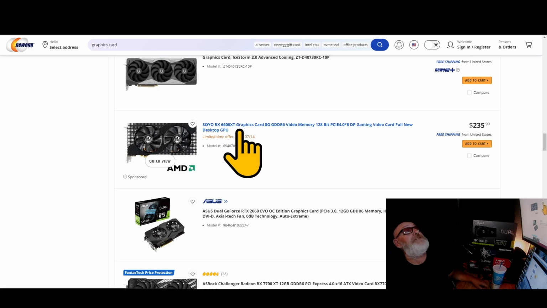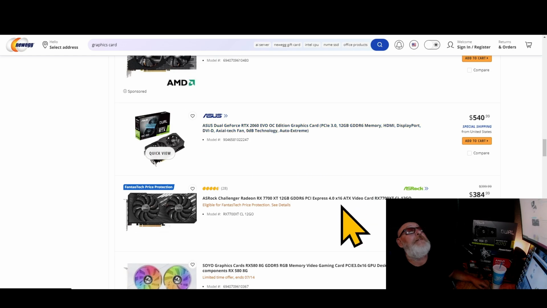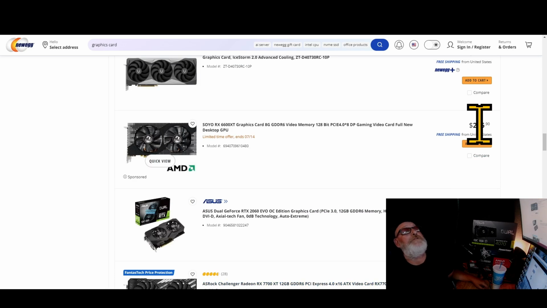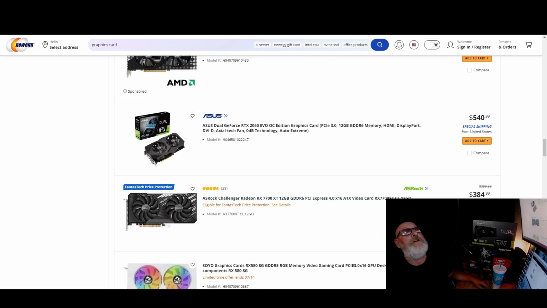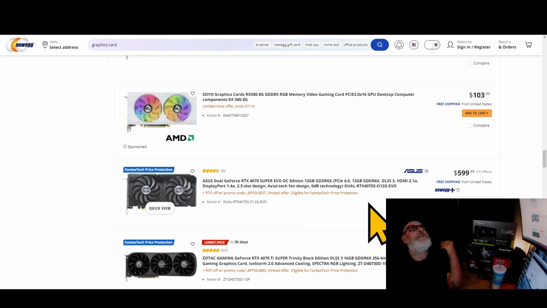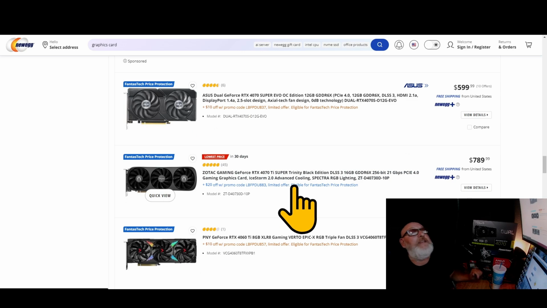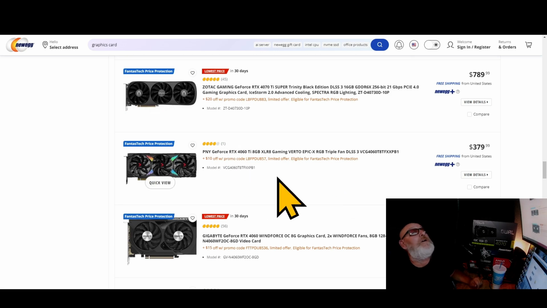So, $235, that's still not too bad for an entry-level card. You're going to pay $235, and an extra $150 gets you this for the 7700. That's if you want to go that route, still keeping in good standing with what kind of cards you want to pick.